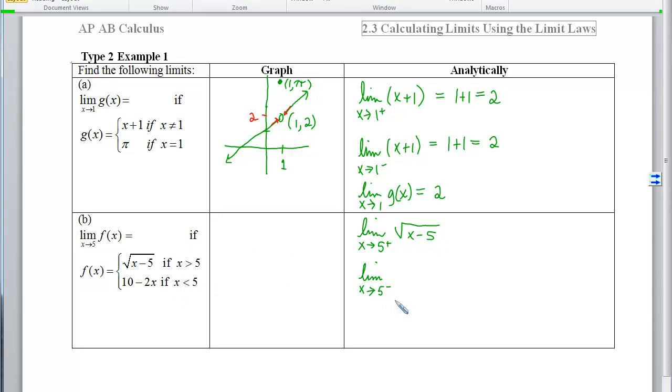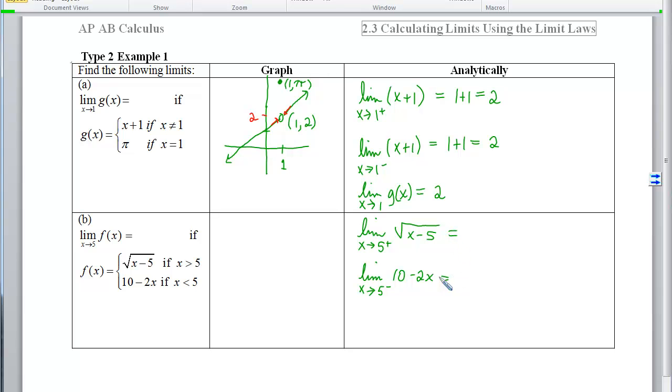For the next one, as x is approaching 5 from the left, I need values of x that are a little bit smaller than 5. So I read through my branches, and I see here that x is smaller than 5. So that means to compute this limit, I'm going to use the bottom branch.